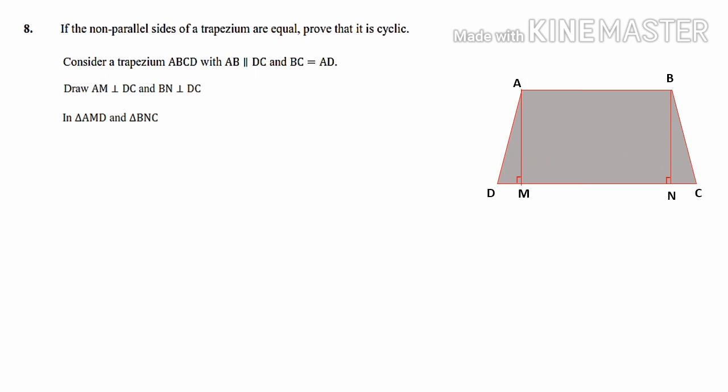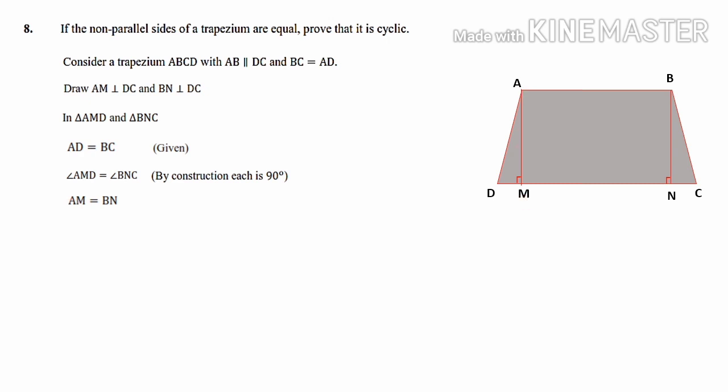Quite simple. The first condition is given to us in the question itself: AD is equal to BC. AD and BC are equal, that is, the non-parallel sides are equal. So it is a given condition. Next, according to our construction, angle AMD and angle BNC are equal, both 90 degrees by construction. Then AM is equal to BN.